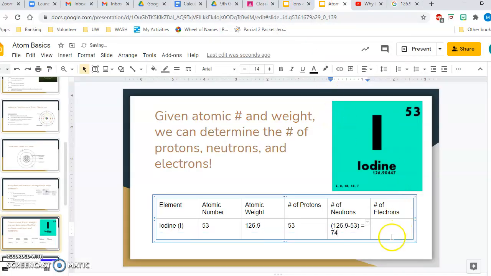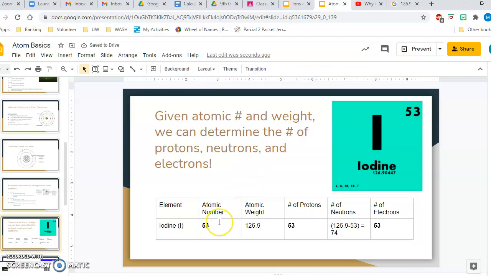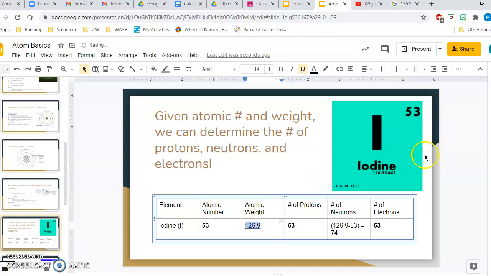So we have 74 neutrons, and then our number of electrons is equal to our number of protons, unless it's an ion, but we haven't learned about ions yet. So let's look at some things that we can see. These three numbers are going to be the same for now. We were able to read this number from our picture, and then we had to calculate only one number. So it was pretty straightforward, other than this last little neutrons that we had to calculate.